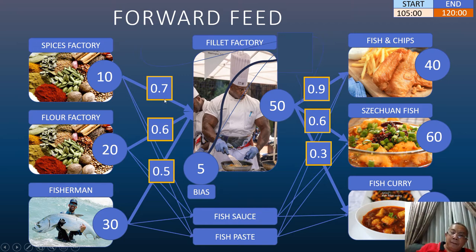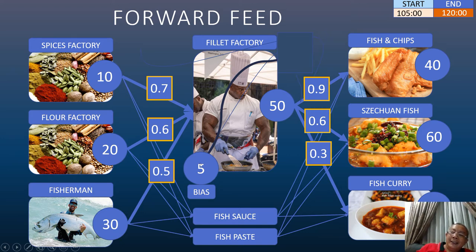Now you receive the output, but you don't use 10. Maybe you use only 0.7 out of 10. This is your own calculation. You put the weightage over there. That's from your own calculation. And the flour, maybe you use 0.6. For fishermen, maybe you use half of that. This is your own weightage, okay? You put the weightage and then you produce your fish fillet using that.